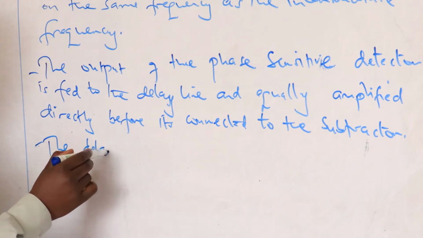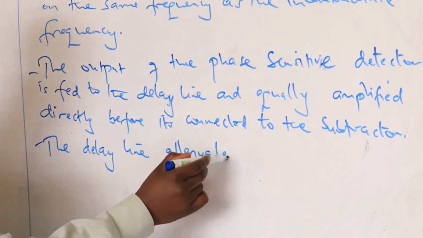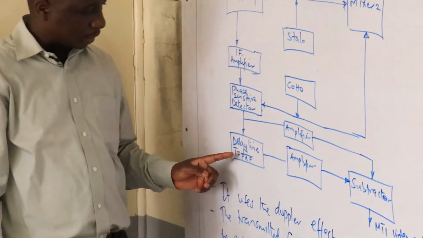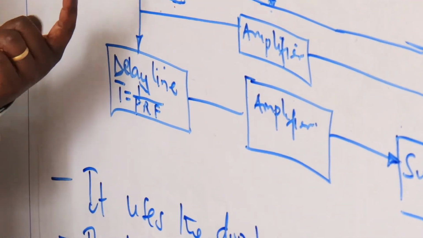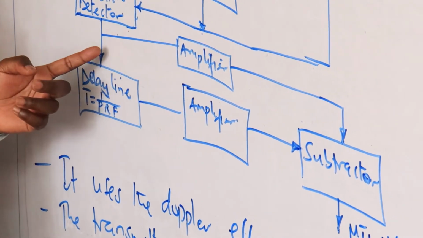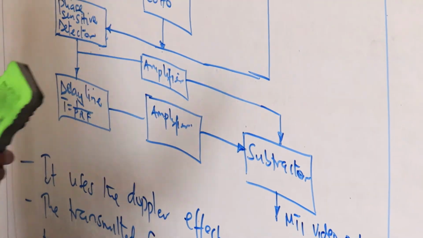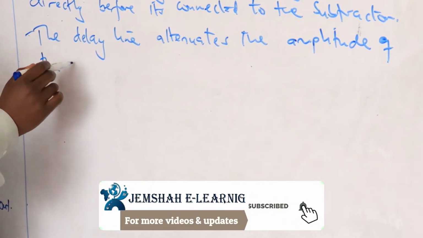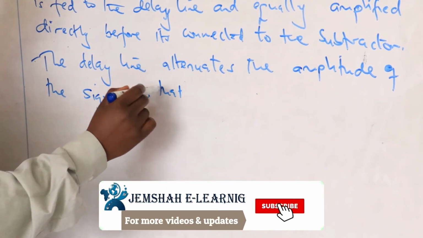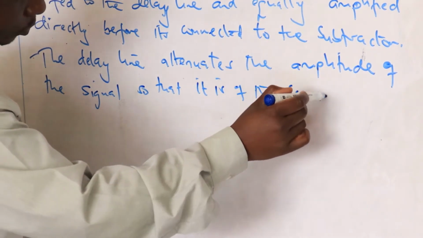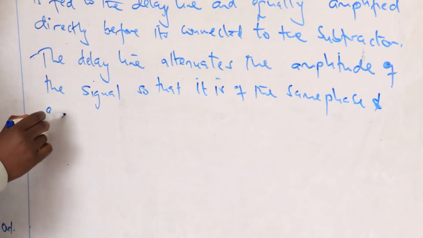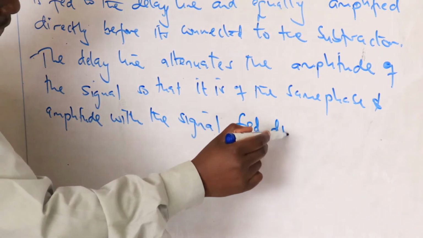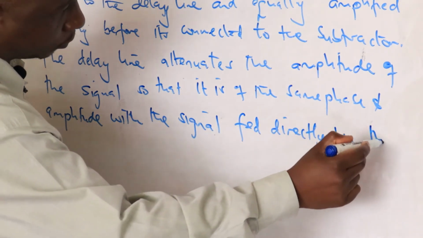The delay line attenuates the amplitude of the signal, so that it is of the same phase and amplitude as the signal fed directly to the subtractor.